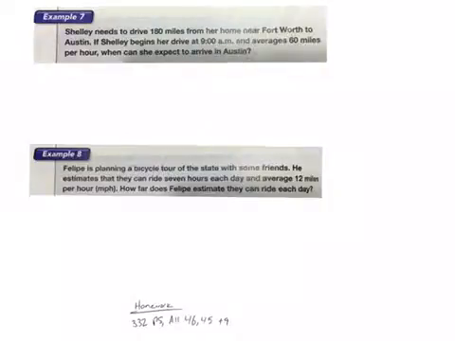Alright, number 7. Shelley needs to drive 180 miles from her home near Fort Worth to Austin. If Shelley begins her drive at 9 a.m. and averages 60 miles per hour, when can she expect to arrive in Austin? Alright, so we have two things. We have a distance, 180 miles, and we have a rate, 60 miles per hour.